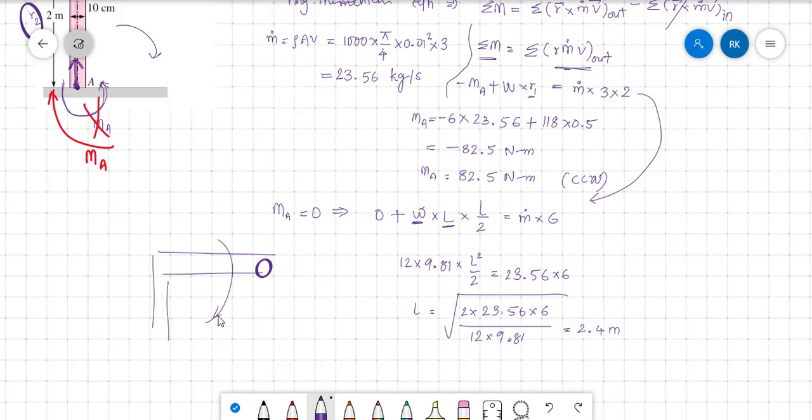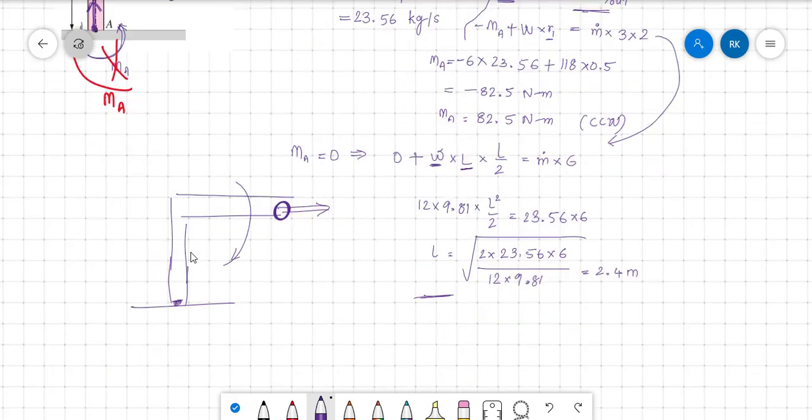this will be the moment acting in this way about this point. So this is a clockwise moment, and due to this both will be balanced. Due to this one, the reverse moment will be created. So these both are balanced, and there will be no moment acting here. If you observe, due to this outside flow, there is a reverse impact that is created.